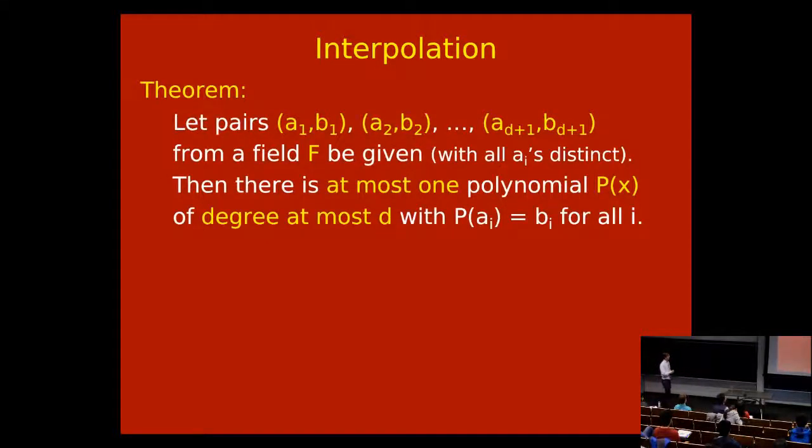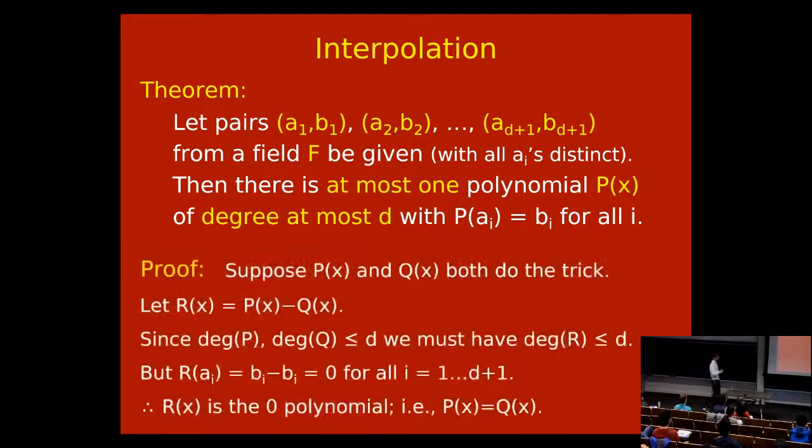Okay, that's what I said here. You've got d plus 1 data points. There's at most one polynomial of degree at most d that fits them. This is the whole proof.